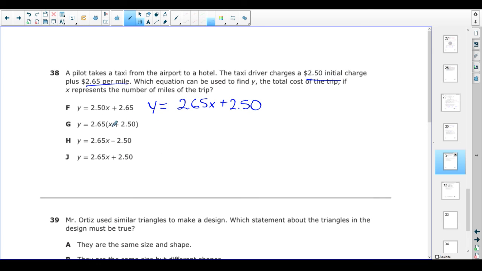This one sort of does, right? But it's got parentheses. Don't pick the one with parentheses. Minus, that's no good. This one, they switched the 2.50 and the 2.65 around. That's not good. And the only one that matches what we wrote down is this one here. Hooray, we did it. Okay.